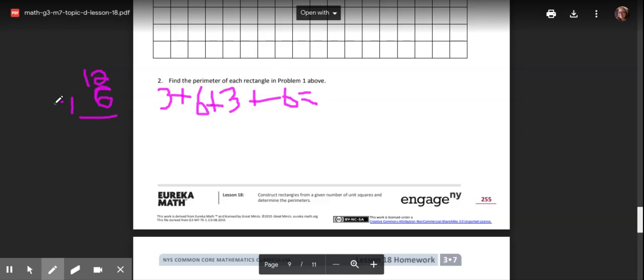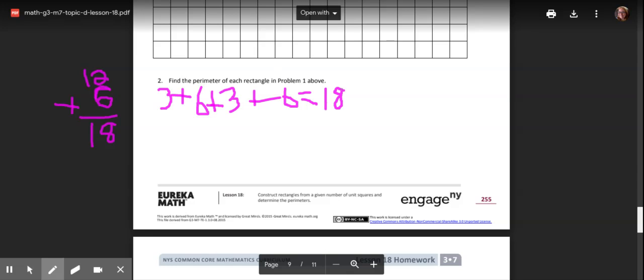We do so much multiplying, I get multiplying stuck in the brain. So 12 plus 6 is 18. It says that the perimeter is 18.